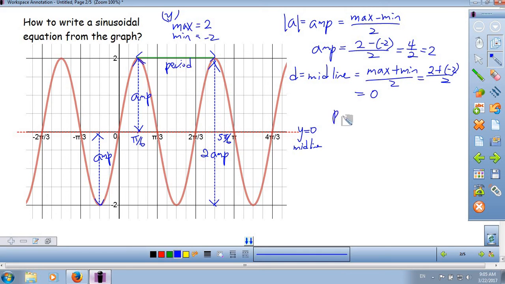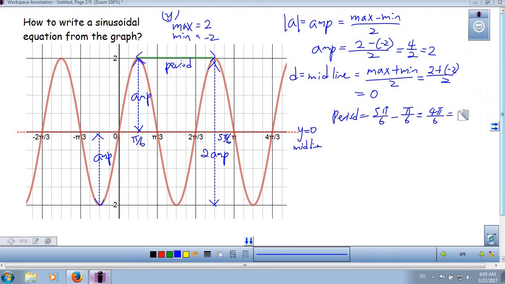So the distance, in this case our period, would be 5 pi over 6 minus pi over 6. So that's 4 pi over 6, but I can reduce that by 2, so it's 2 pi over 3. So the period would be 2 pi over 3. Now remember, period is 2 pi over b, right? So b would be 2 pi over the period p. Let's use the letter p to indicate a period.